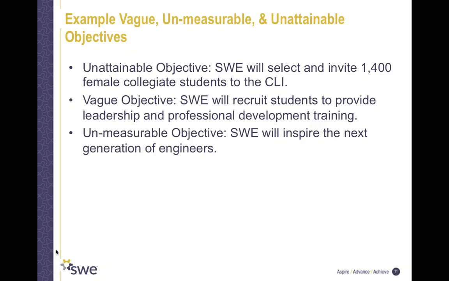Another example is, SWE will recruit students to provide leadership and professional development training. This is not specific enough. It's too vague and general. It doesn't say what type of students, it doesn't say what type of leadership and professional development training, it doesn't say when the training will take place, and it doesn't focus on a specific result that might be achieved from the objective.